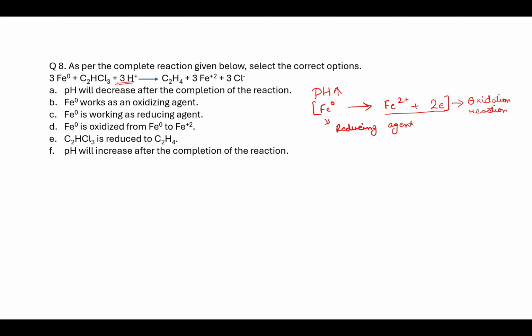So option D is Fe0 is oxidized from Fe0 to Fe plus 2. So this is also correct. Option E is trichloroethylene is reduced to C2H4. So this is also correct. I'm not writing the reactions stoichiometrically. It will accept electrons and convert to ethylene or ethene. So this is the reduction reaction.